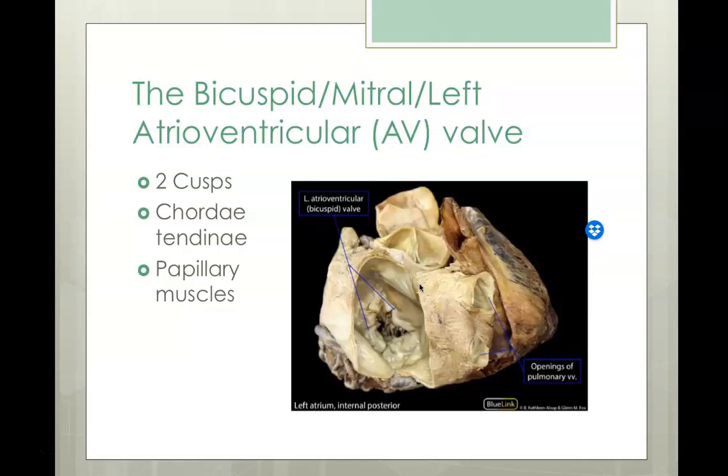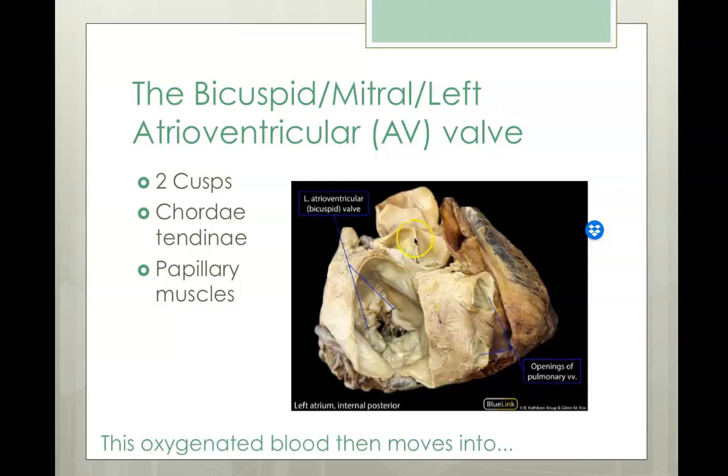And so here you may have noticed that it's not tricuspid anymore, but bicuspid, and bi means two. So we're only going to have two cusps here, whereas your tricuspid would have three. And because this is an AV valve, we are also going to have the chordae tendineae and the papillary muscles associated with it.